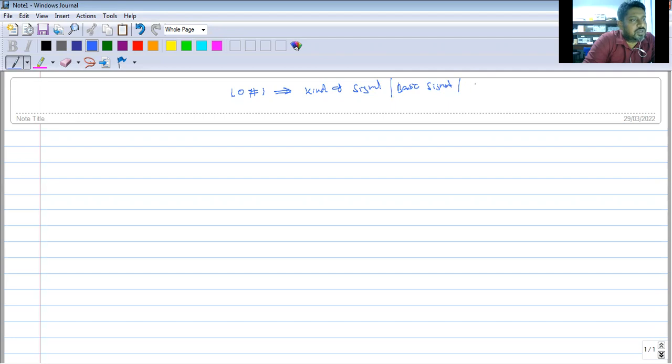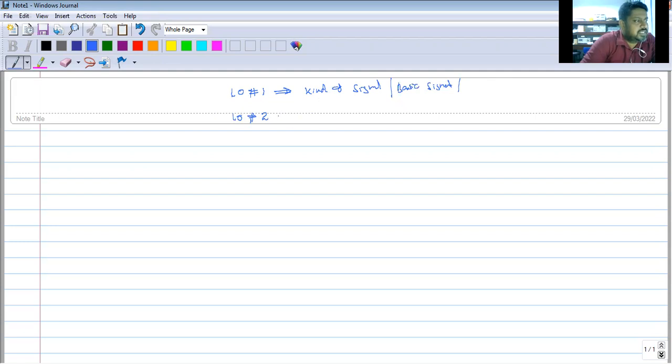to find the period of some signals, like composite signals, sinusoidal signals, exponential signals, and so on. So those things we have already covered in our LO1, learning outcome one. Now we can move to our second objective, that is learning outcome number two.